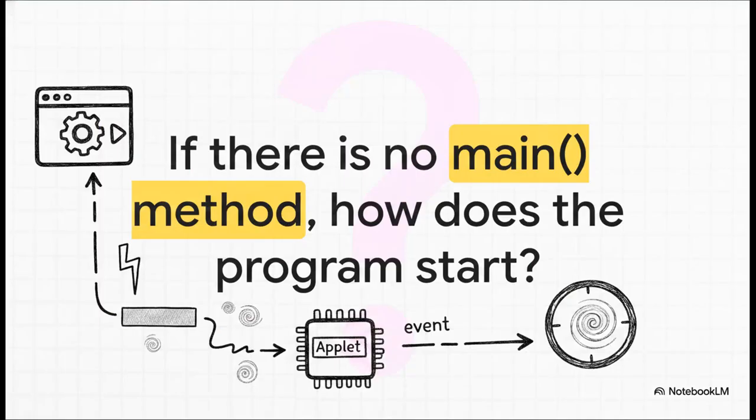But wait, that actually brings up a really fascinating question. The main method is the heartbeat of almost every traditional program, right? So if an applet doesn't have one, how on earth does the browser know when and how to start it?